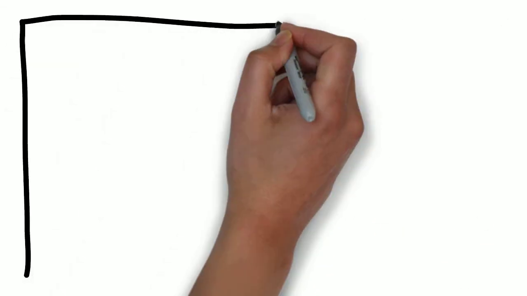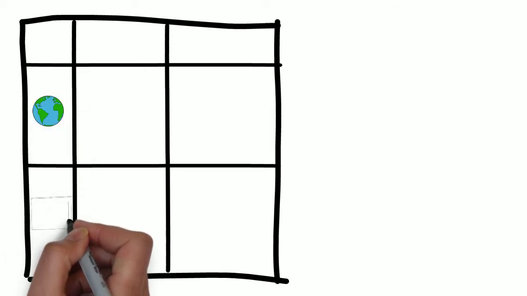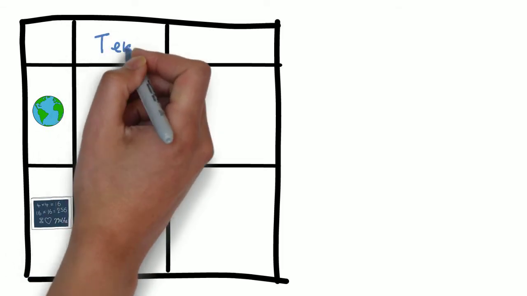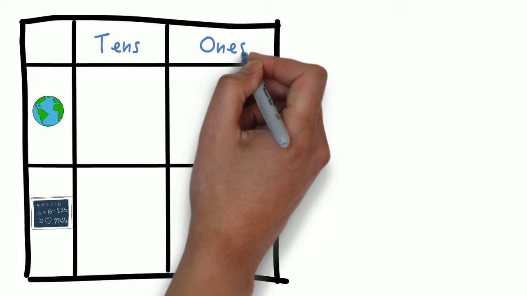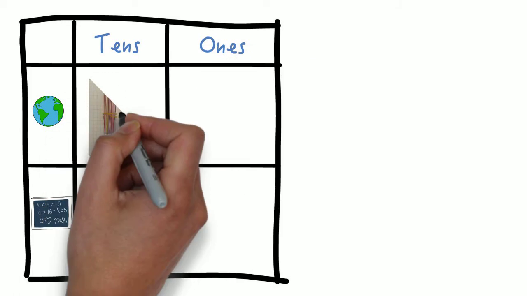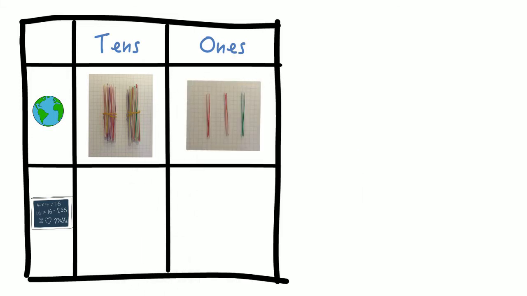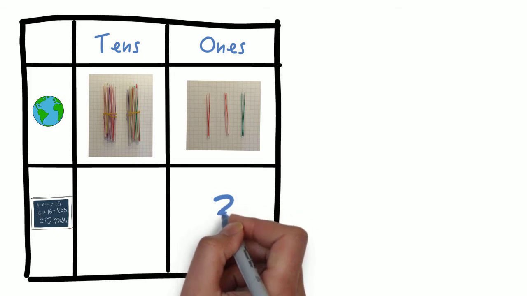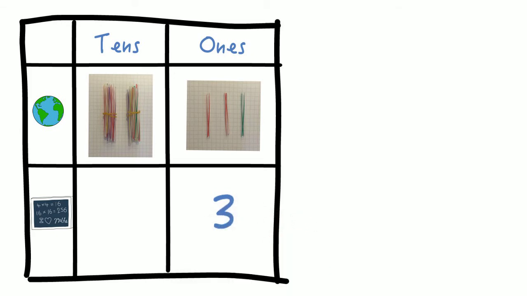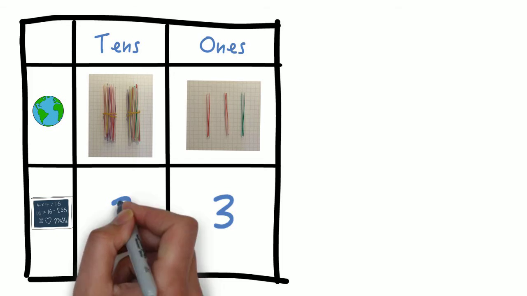Let's look at this with a higher value number. Start off by putting your real world objects into the chart. You've got 2 groups of 10 and 3 ones. Start off by writing your ones. You've got 3. And then see how many groups of 10 you've got. You've got 2, which shows 23.